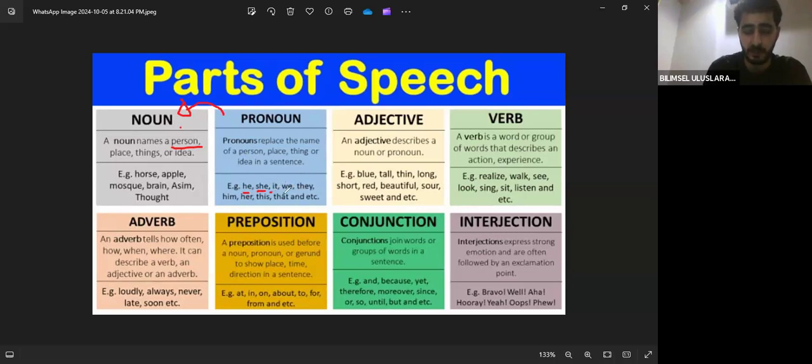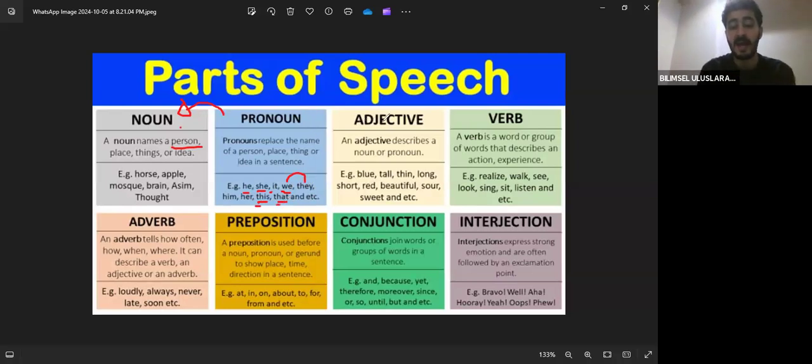For a group of things or people, we say we. And for a group that I'm not included in, they. You know the difference between we and they, right? We is a group I'm part of, and they are a group I'm not part of. Him, her, this is a pronoun. That, these, those are all pronouns. Okay, guys? Very easy, right?